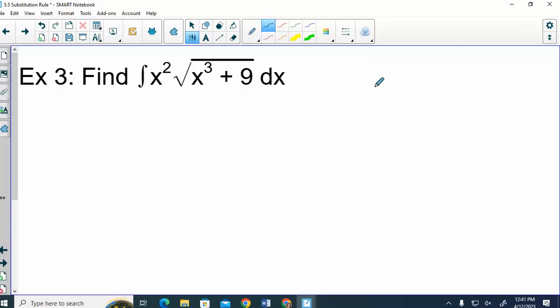What is my u going to be? Okay, so that would take the place of all of this. Now, du. What is the derivative of x cubed plus 9?